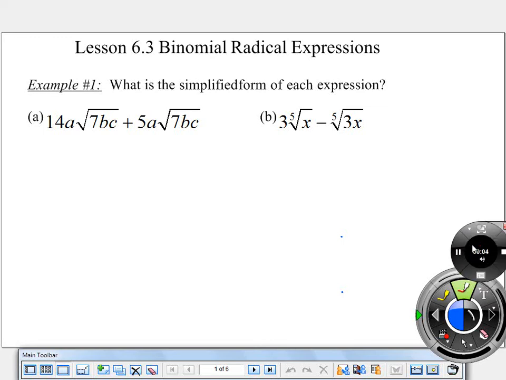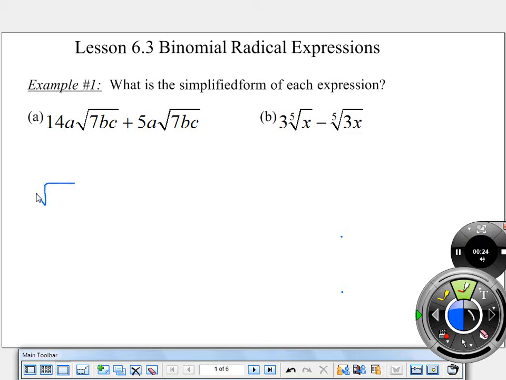Okay, so binomial radical expressions. Remember, a binomial means it has two terms. So here we're looking at things with two terms, and it's asking what is the simplified form of each expression. Notice in part A that those two expressions have a common factor of the square root of 7bc.